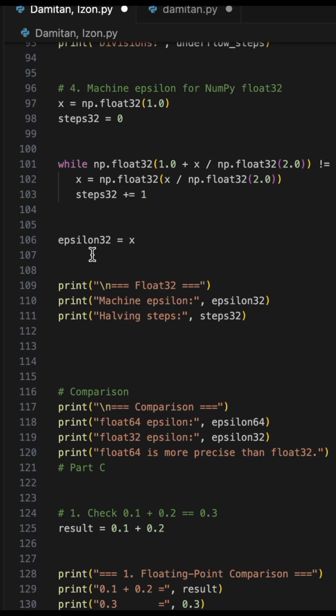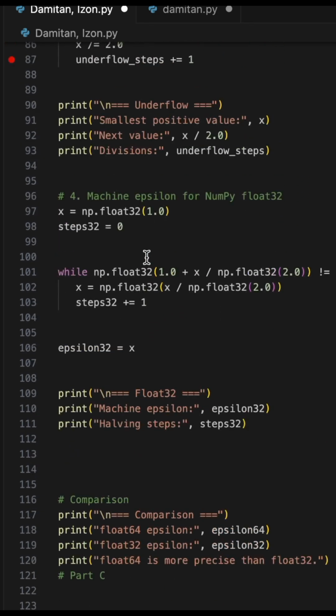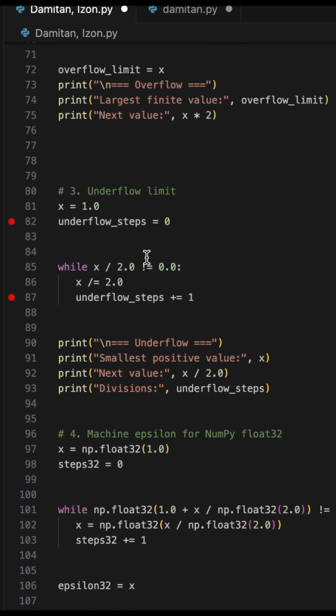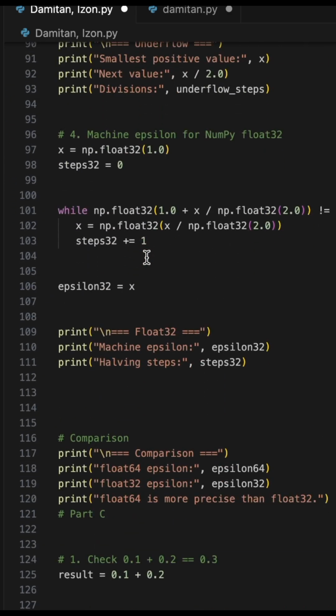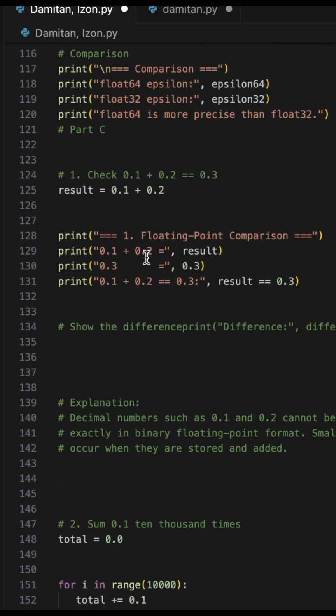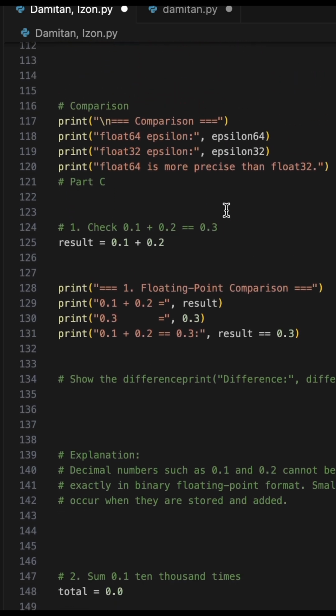Finally, we compare float 64 and float 32. Float 64 has a much smaller machine epsilon, which means it provides greater precision than float 32. However, float 32 uses less memory and can sometimes be faster, so the choice depends on the application. And so that would be all for part B.